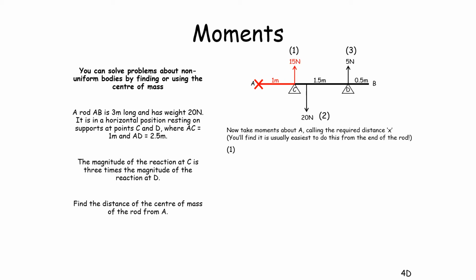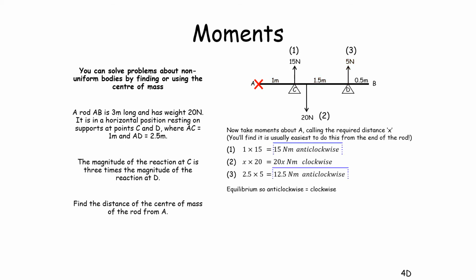So, first of all, if we take moments about A, we multiply force of 15 Newton with distance of 1 meter. So that's 15 Newton meter anticlockwise. For force 2, we don't know the distance, so we're just going to call it x times 20, and that would be 20x Newton meter clockwise. And for 3, 2.5 meters times 5, and that's going anticlockwise.